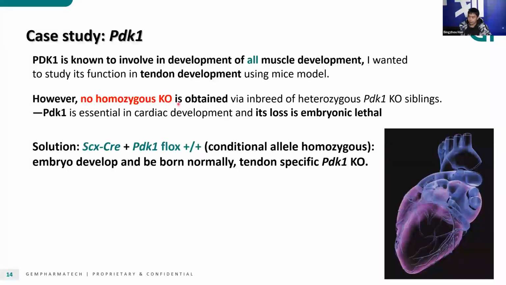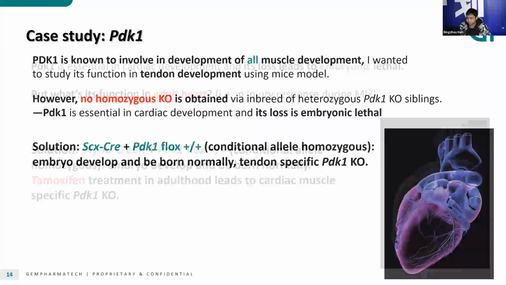So if I really want to study the function of PTK1 in tendon development, I'll use the SCX promoter-derived Cre and combine it with the homozygous PTK1 flox allele to generate a conditional knockout in the SCX-positive cells, which are the tendon cells. In this case, the embryo will develop normally and be born normally. Then we will have the result of the tendon-specific PTK1 knockout, and we could observe the phenotype of these mice.